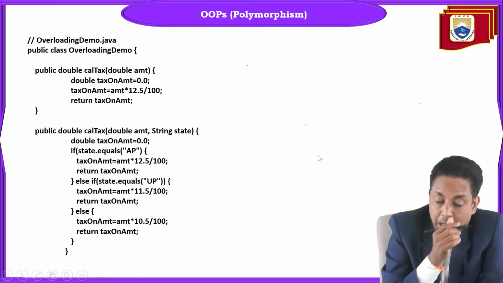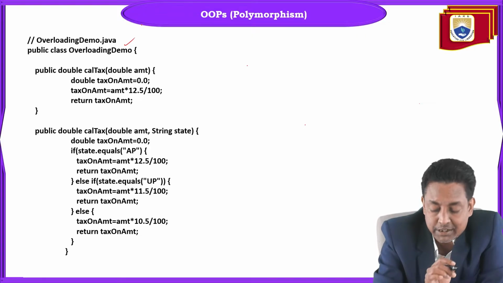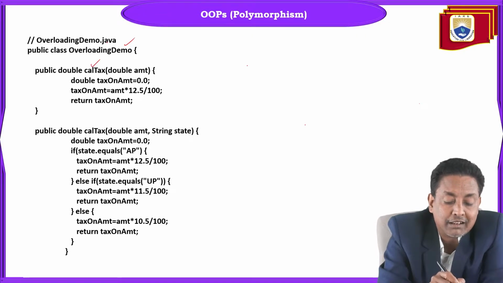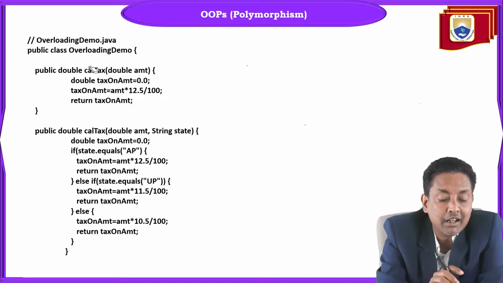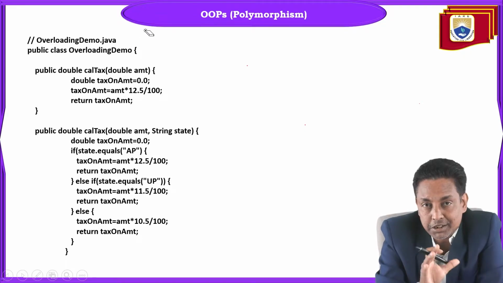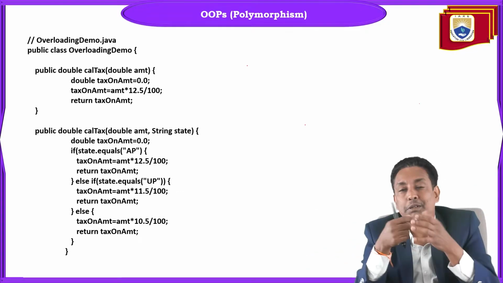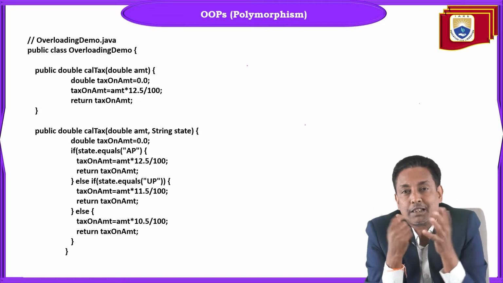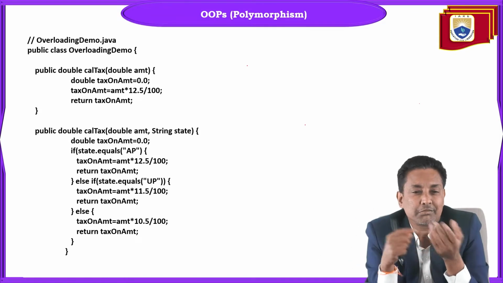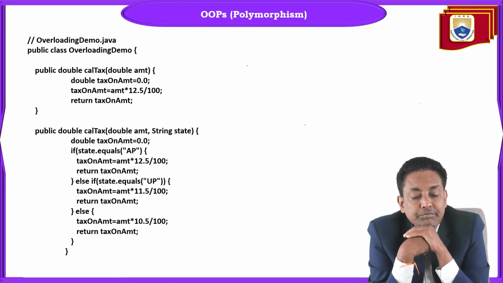I'm writing one class called OverloadingDemo. Previously, there is one method called calculateTax in e-commerce applications and in trading and financial applications. Customers will come and buy various types of products, mobiles, tabs, various things. Through online, you can purchase anything, right?